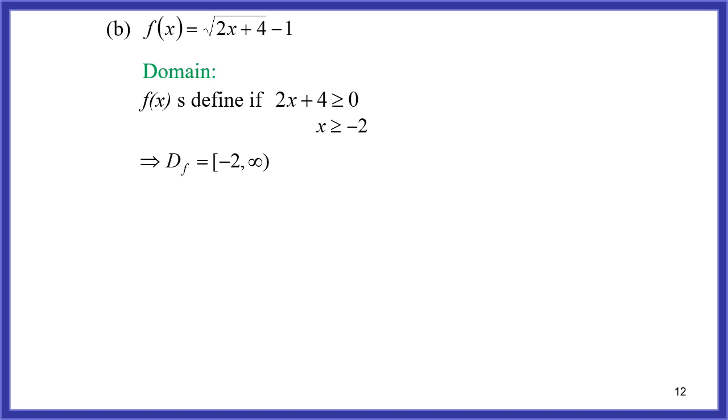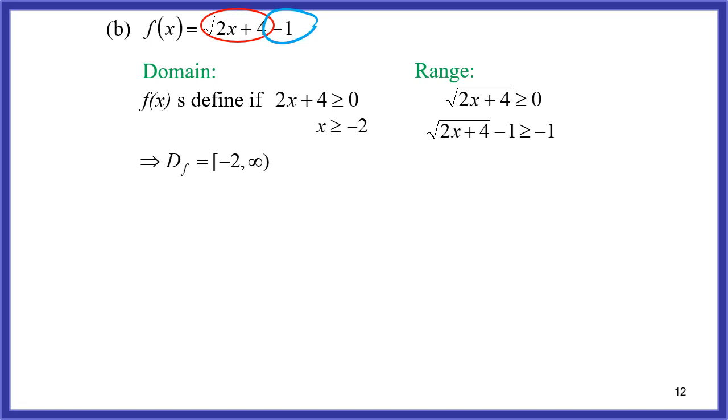And then for the range, we know the square root of 2x plus 4 is more than or equal to 0. To get the y, we need to minus 1, so minus 1 on both sides. So the square root of 2x plus 4 minus 1 is more than or equal to negative 1. The left side is equal to y, so y is more than or equal to negative 1. So the range is from negative 1 to infinity. And then to sketch the graph, what you need to do is find the critical point.